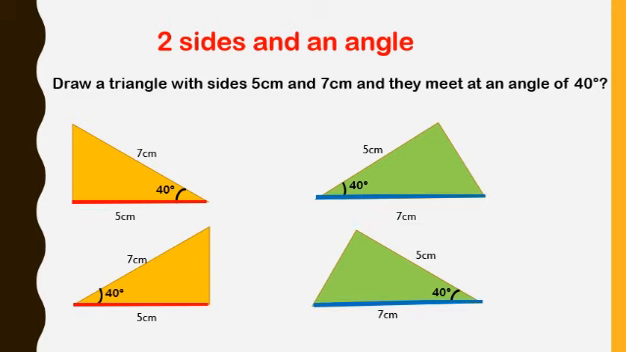In the first triangle, you can see 7 cm as the base and 40 degrees from the right side of the baseline. In the second triangle, the base is 7 cm and 40 degrees from the left side of the baseline. Here we get four triangles. Can you draw any more triangles? No, because we know only two sides of the triangle.